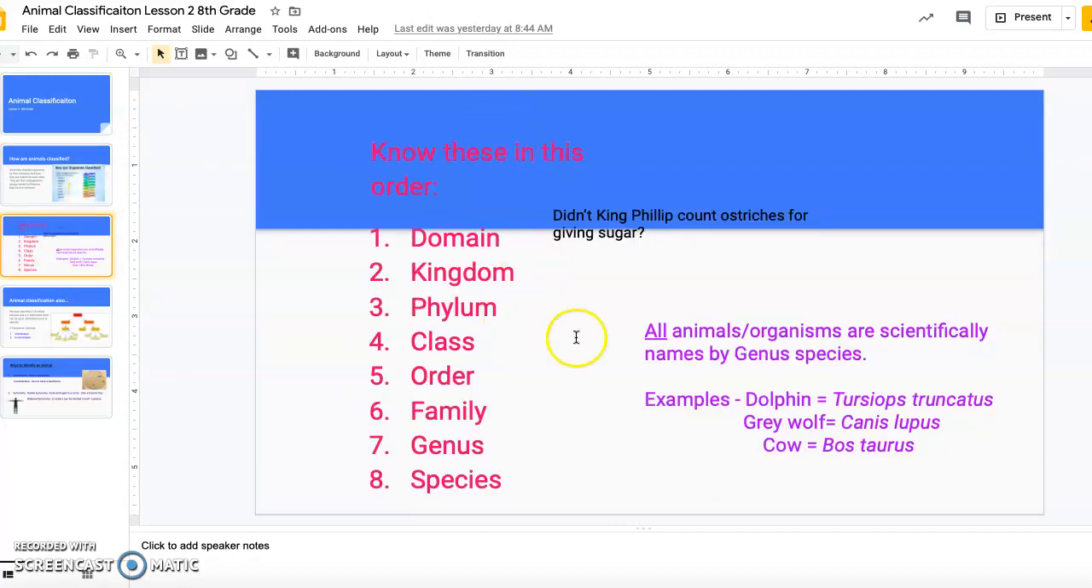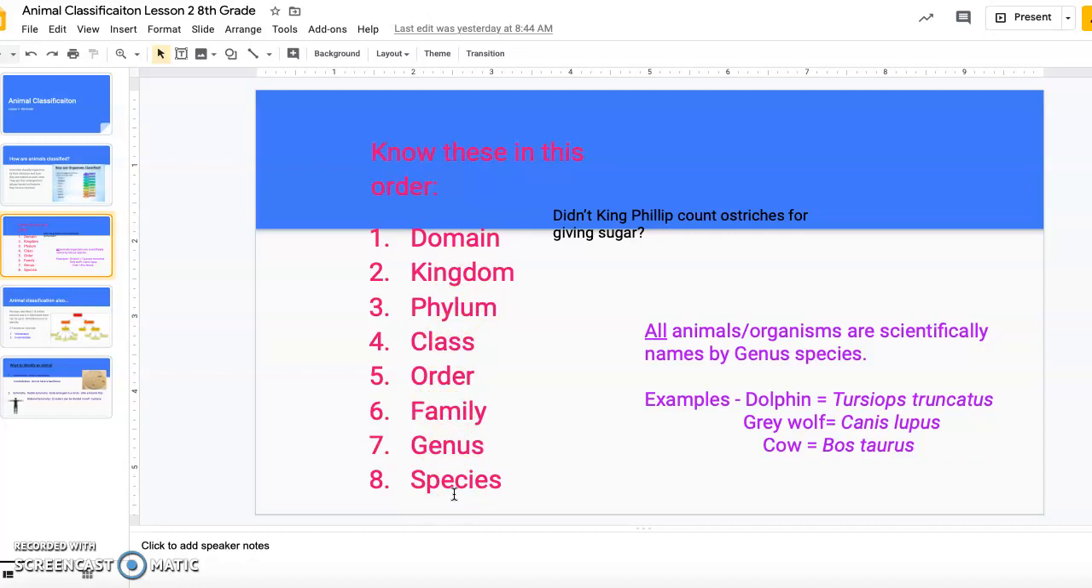So again, I put this up there. I gave you this little hint here: Didn't King Philip count ostriches for giving sugar? And that matches up with domain, kingdom, phylum, class, order, family, genus, species. All animals and organisms are scientifically named.